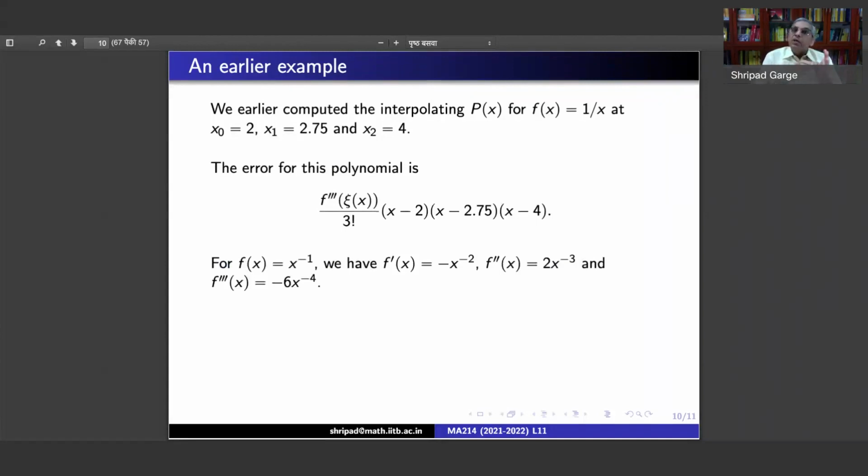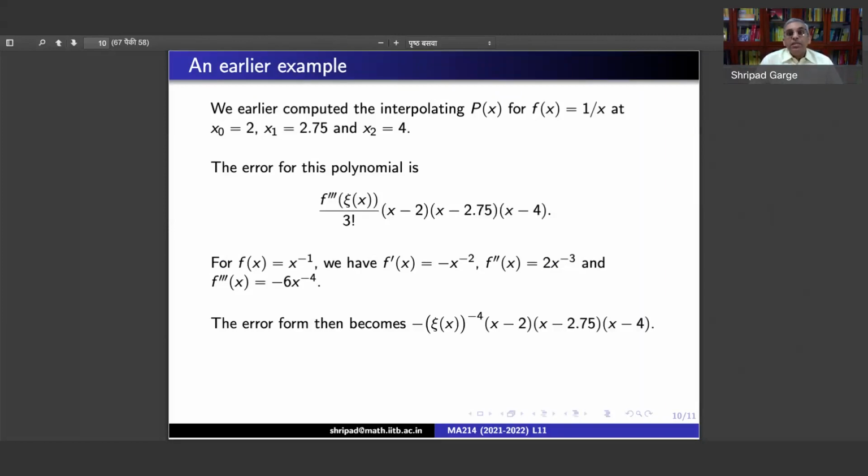Okay, and we can also write down the error form completely. We have f x equal to 1 upon x, which is x inverse. Its derivative is minus x power minus 2. Second derivative is 2 times x power minus 3. Now there is no minus sign, but the next derivative will again have a minus sign, which is minus 6 times x power minus 4. And suppose we want to find the maximum possible error that we can have, and let's also say the maximum possible absolute value.